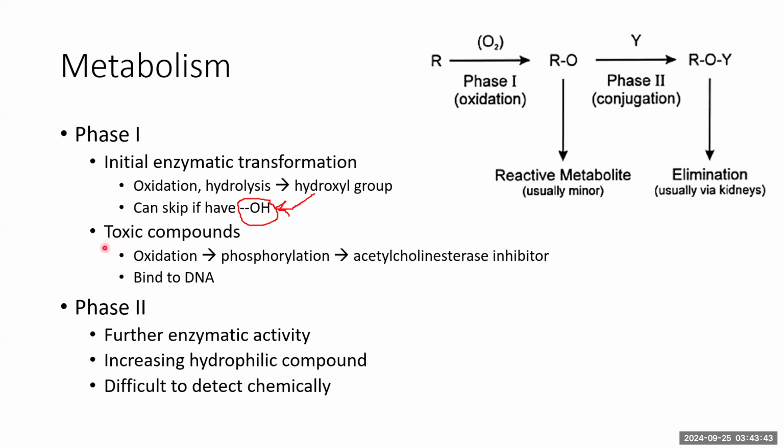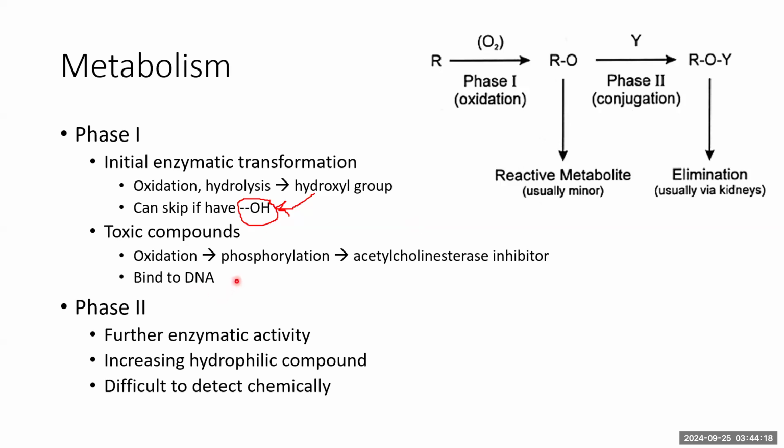There are some potential consequences of doing this, of breaking apart compounds, adding hydroxyl groups. So just doing this isn't totally neutralizing the compound. This is just sort of step one in attempting to neutralize the compound. For really toxic substances, what can sometimes happen is you can, through this oxidation process, turn that compound into an acetylcholinesterase inhibitor, which we've seen the problems that causes.